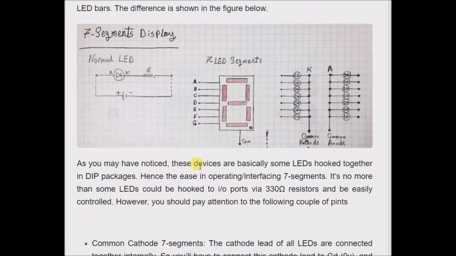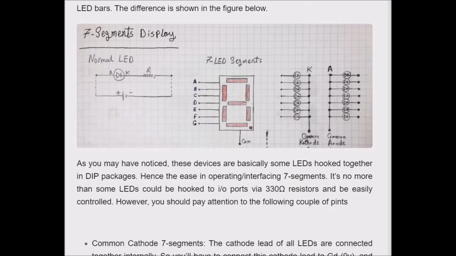As you may have noticed, these devices are basically some LEDs hooked together in DIP packages, hence the ease in operating and interfacing 7 segments. It's no more than some LEDs that could be hooked to input-output ports via 330 ohm resistors and be easily controlled. However, you should pay attention to the following couple of points.